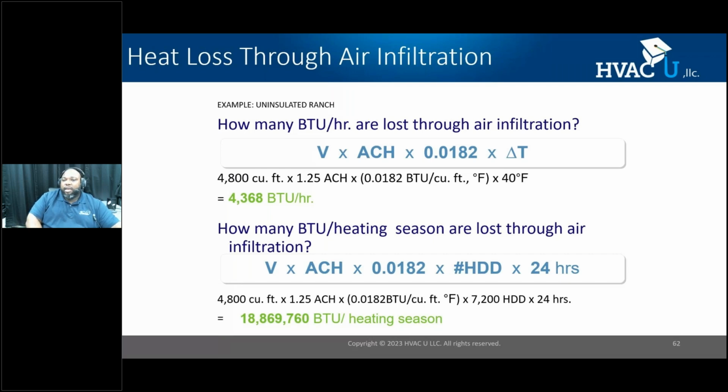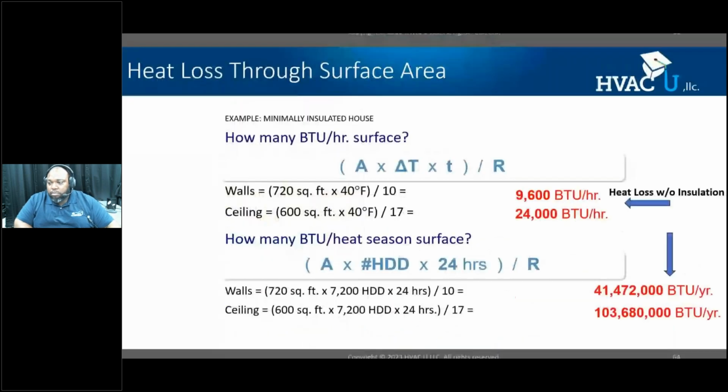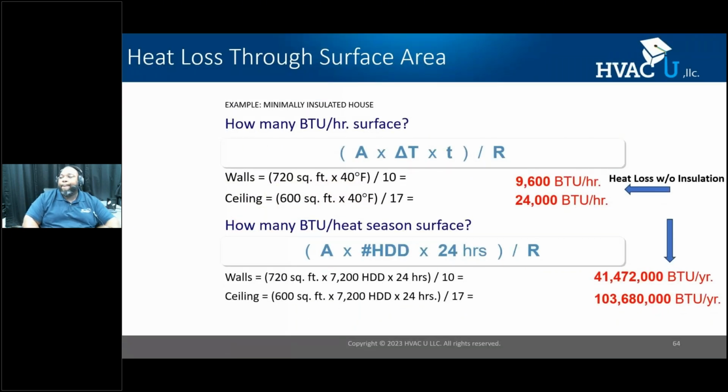Now let's compare that with a minimally insulated house. So we're going to take the same parameters, the same house, the same area, the same volume, same 10% windows, the same heating degree day, the same inside and outside temperature. Now we're going to put R11 in the walls, and we're going to put R19 in the attic, and we're going to keep our leakage rate the same just for an example. All right, so in red, these were our existing BTUs for a house that was not insulated.